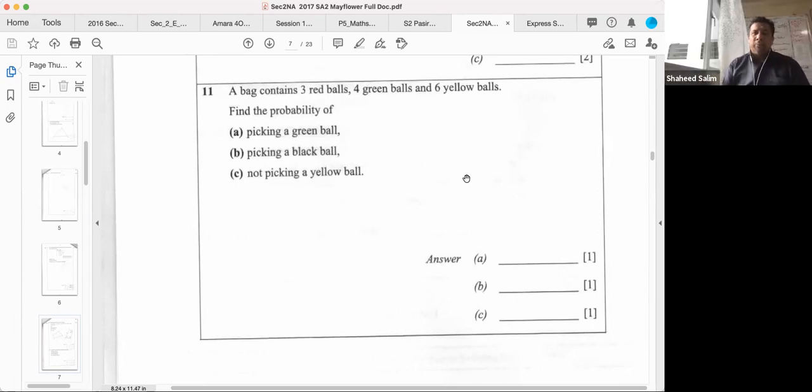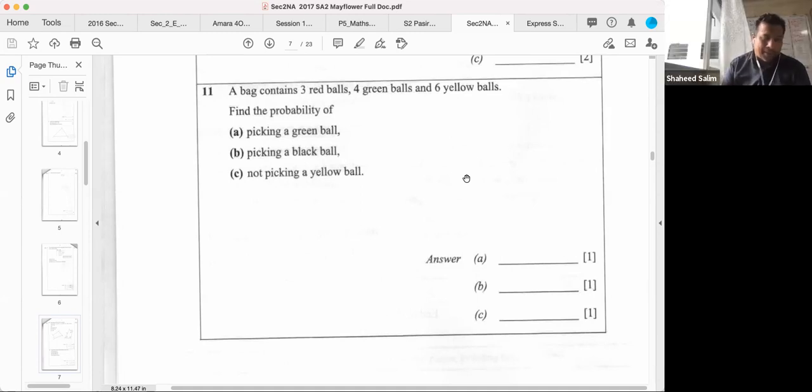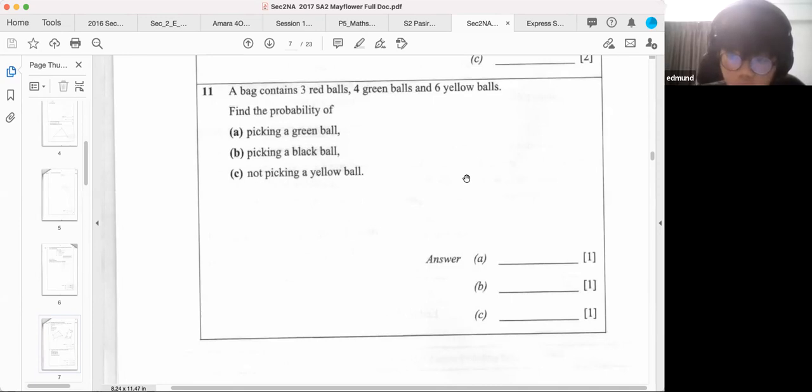Probability of picking a black ball. So what's your answer, Edmund? 0, 0. Well done. Okay, probability of not picking a yellow ball. 7 over 13. Okay, now I'll give you my question.